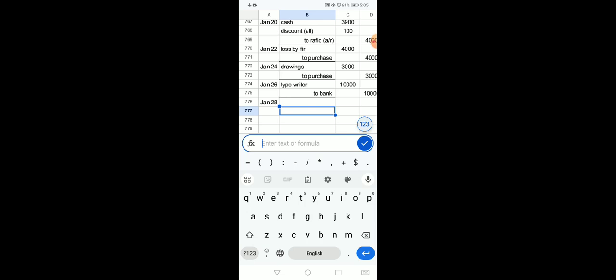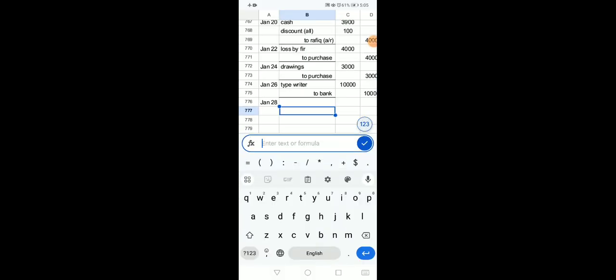And this is the third case. January 28 is saying the same thing. Goods distributed as free sample. Again goods are going out, but goods are not selling. Sale is the only thing when goods are going out. Again in this case goods are going out, but we are not selling them. It means we will indirectly understand that our goods purchased have decreased.